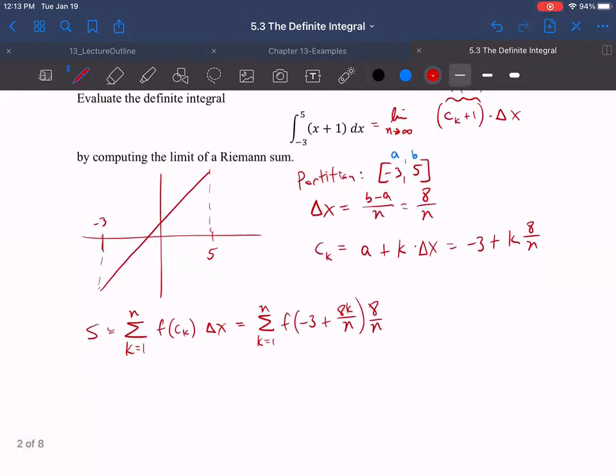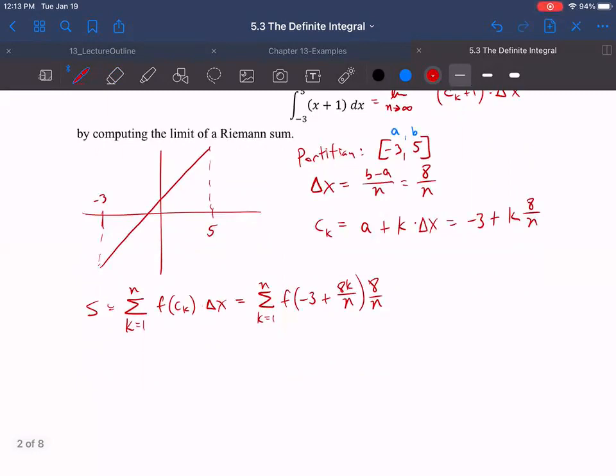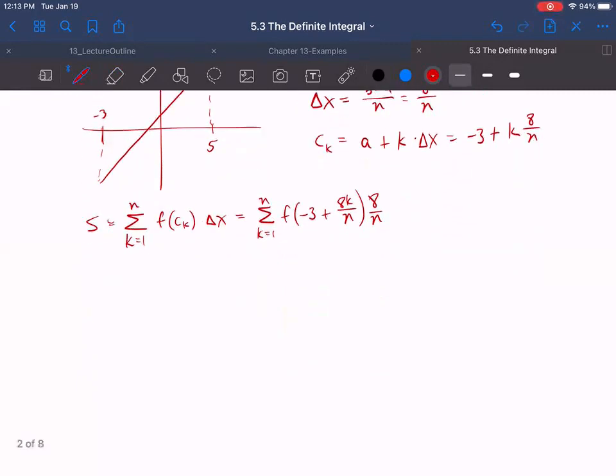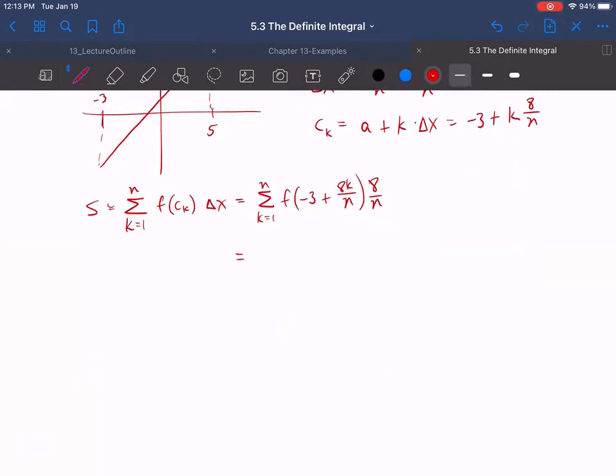Okay, everybody with me so far? Why are these boundaries k equals 1 and not k equals 0? Why are we doing that? Yes, because we're doing the right-hand limit. We're doing the right-hand side of it. If we did k equals 0, we'd be taking the left side. We're taking the right side of the rectangles.